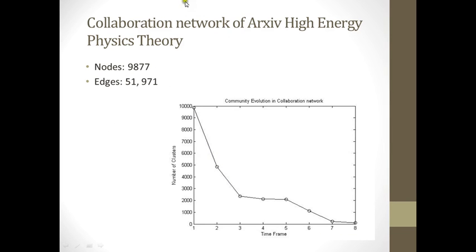This is the second network, which has been collected from the collaboration network of arXiv high energy physics theory, and it shows the evolution of the network structure. As time progresses and the number of edges added increases, the community structure becomes stronger, that is the modularity improves, and hence the number of communities decreases. As I said previously, all the nodes are initially considered single clusters, and as time progresses the community structure improves.